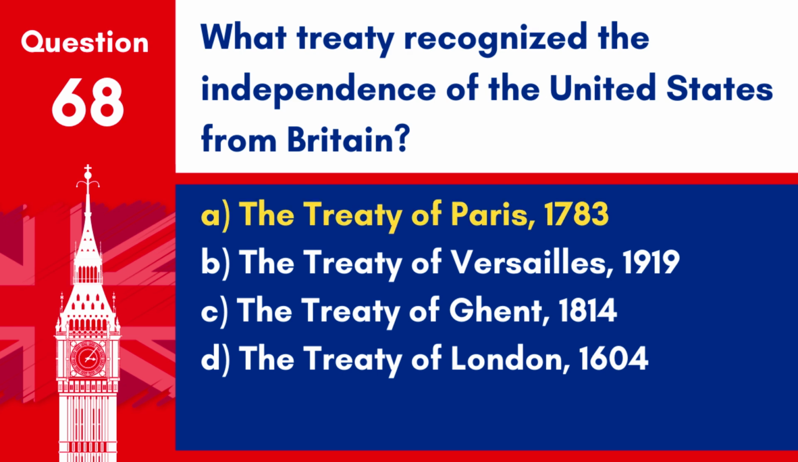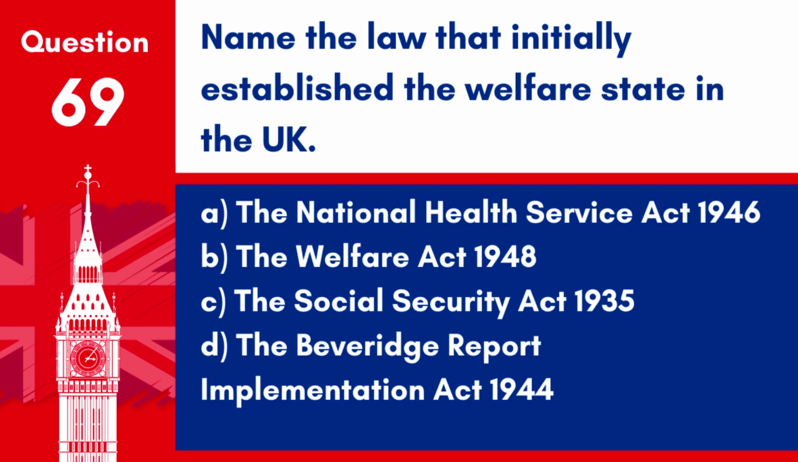Answer A. The Treaty of Paris, 1783. This treaty ended the American Revolutionary War and recognized the sovereignty of the United States. Question 69. Name the law that initially established the welfare state in the UK.